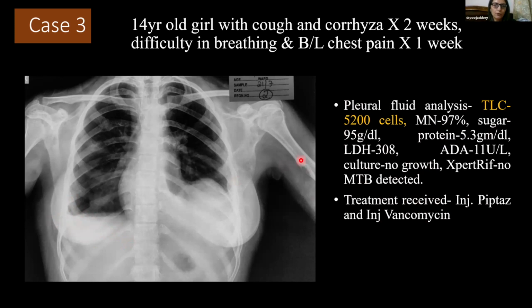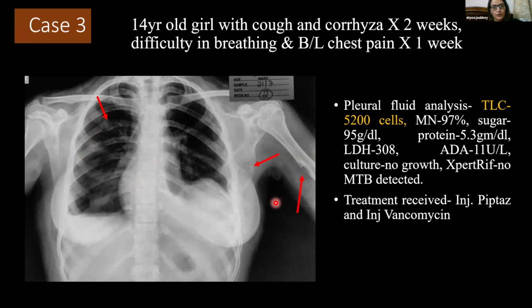Now, if you look carefully at this chest radiograph, there are some other findings as well. There are bone lesions. There is one lesion seen here, another lesion here, a rib lesion here, and possibly another lesion here. So this child also had these kind of lytic lesions in the bone.